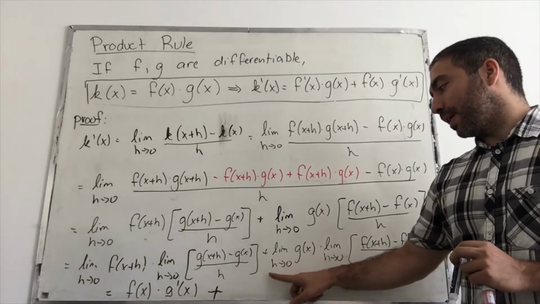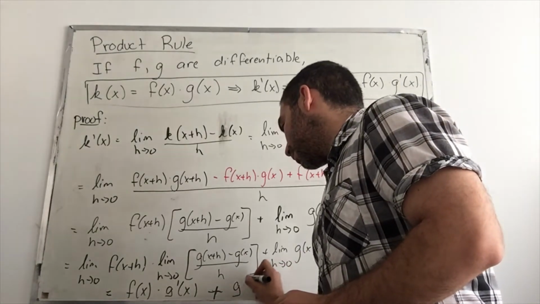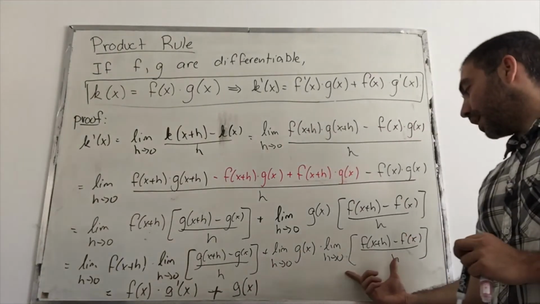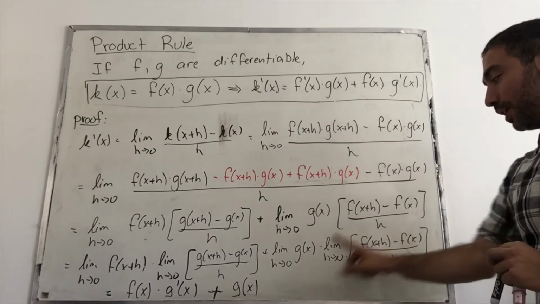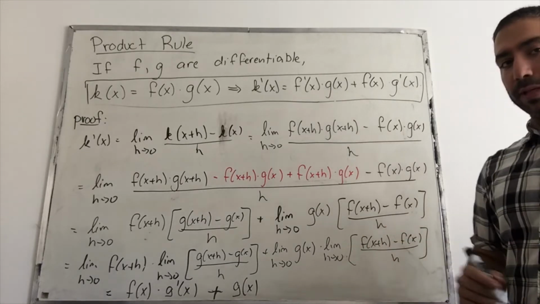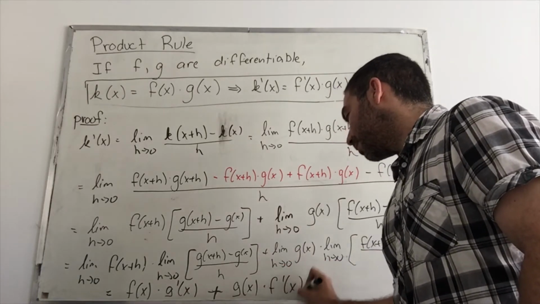Over here, same thing, limit as h tends to 0 of g of x. There's no h in here, so it's just g of x. And then lastly here, limit as h tends to 0 of f of x plus h minus f of x divided by h is just the definition of a derivative. It's the limit definition of derivative for f. So it's f prime of x.